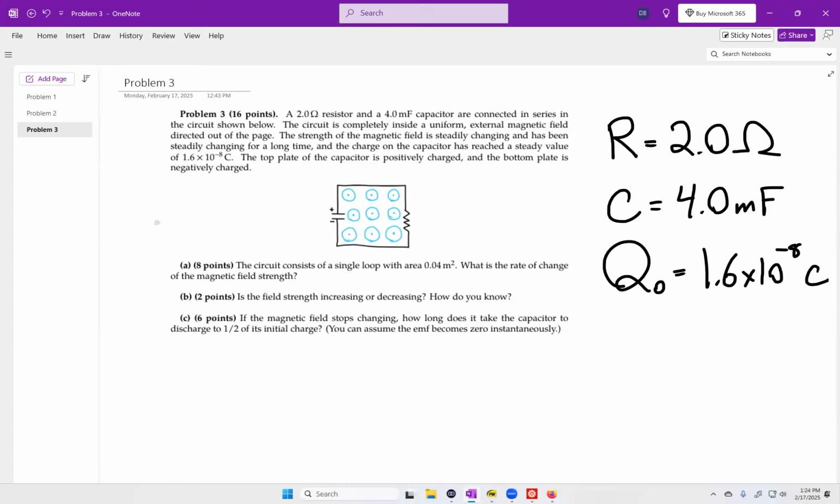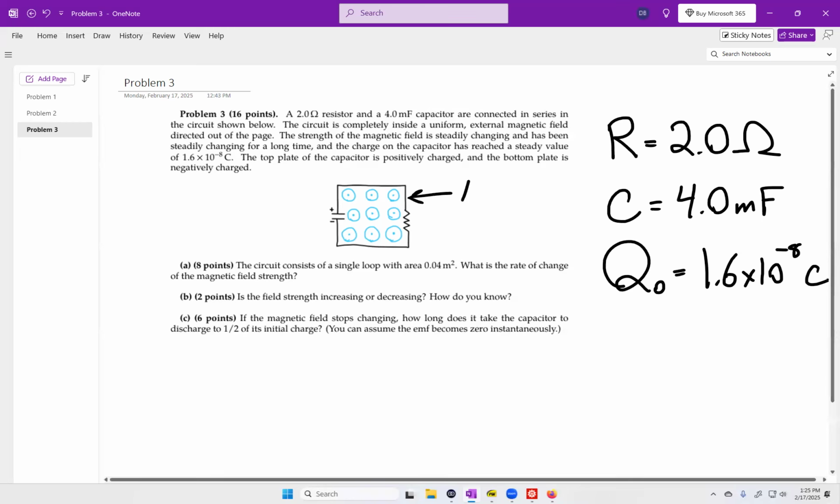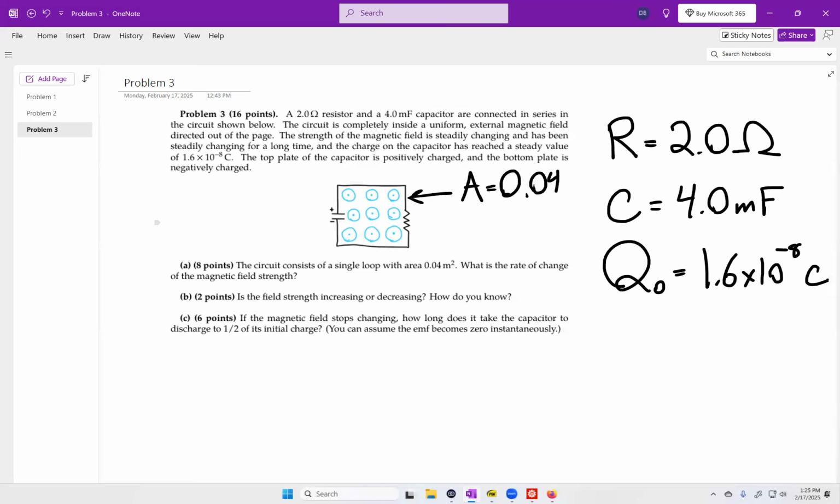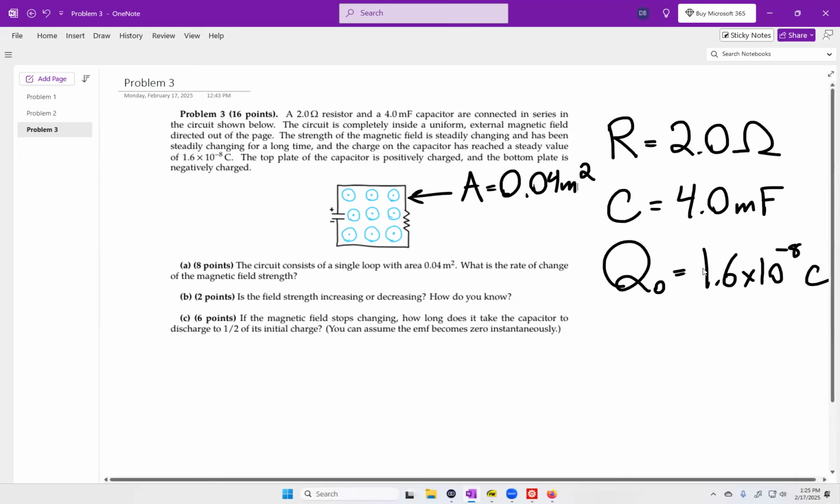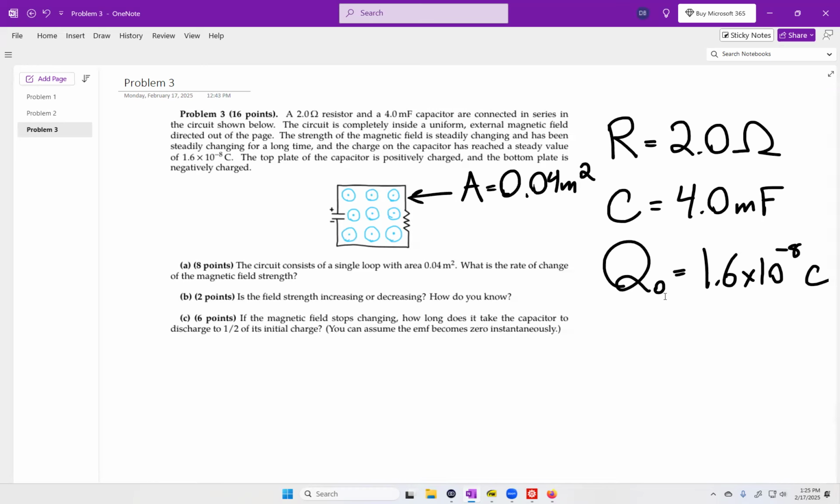First of all, part A is saying we have a single loop with an area of 0.04 square meters. That's the area of this loop. What's the rate of change of the magnetic field strength? Well, to figure this out, we first can calculate the voltage across the capacitor. We know that when the capacitor is fully charged, the voltage across the capacitor is going to be equal to the EMF that is maintaining the voltage on the capacitor, or that charged it up.